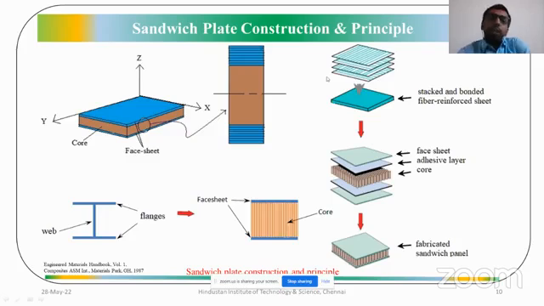So in the face sheet, different lamina are there. Different lamina comprise the face sheet, and thereafter the soft core is there, and the upper face sheet, lower face sheet, and core are fixed with an adhesive layer. Thereafter, this is the final fabricated sandwich panel.